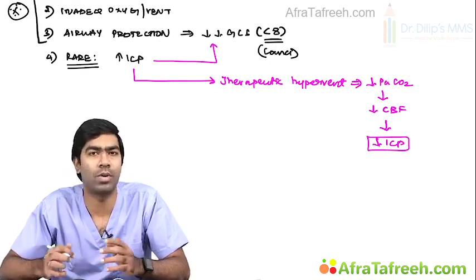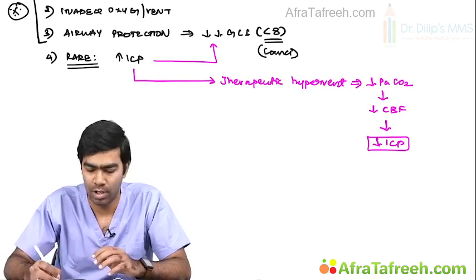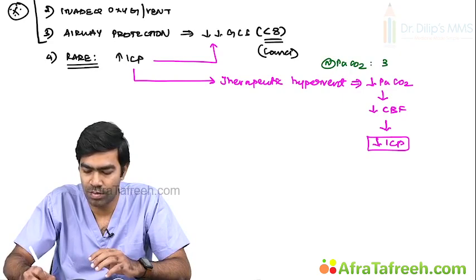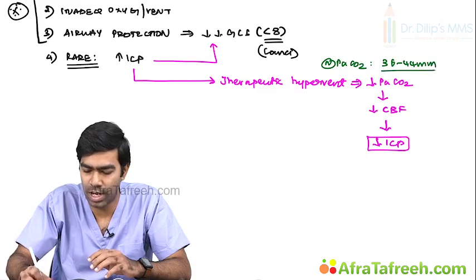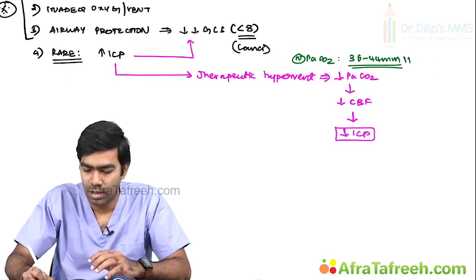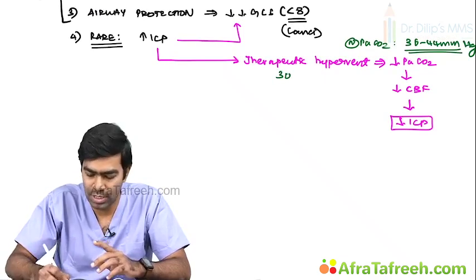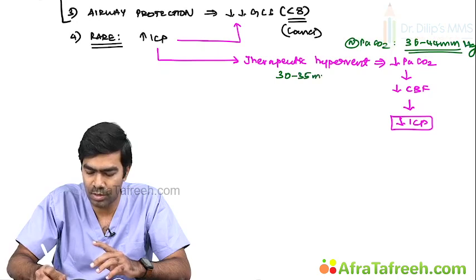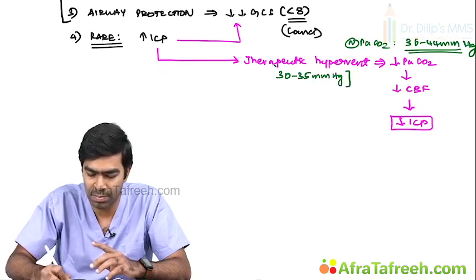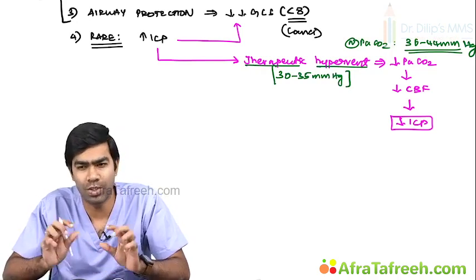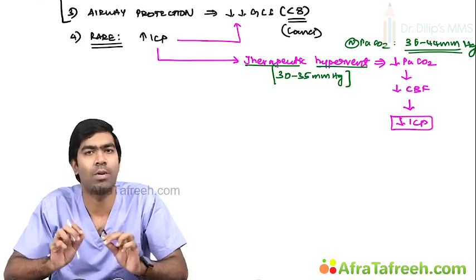But how much you are going to reduce the CO2 is the question. Remember, the normal PaCO2 is somewhere in the range of 36 to 44 millimeters of mercury. We know that. But in therapeutic hyperventilation, you have to keep the CO2 just in the range of 30 to 35 millimeters of mercury. This is the target PaCO2 when you are doing therapeutic hyperventilation. This is again very important. You just keep it in the mild hypocapnic range.